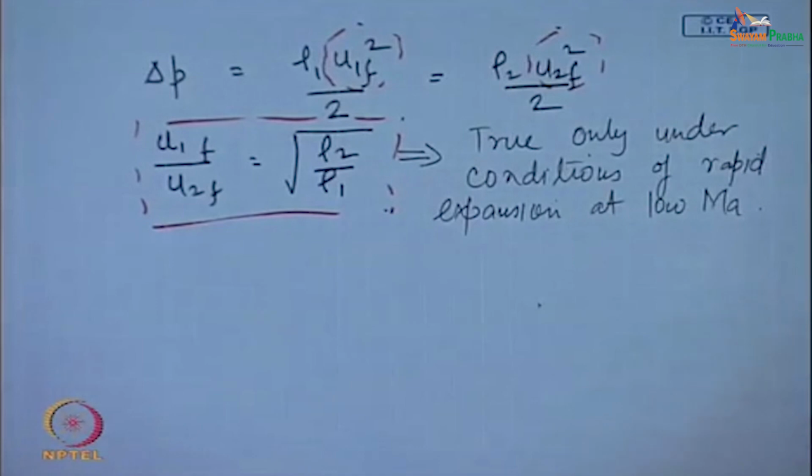Just because at low Mach number only we can assume rho 1 and rho 2 to be constant and independent of pressure. Okay, only under that condition we can assume this particular case. So, after this, more or less, what are the things we have completed?